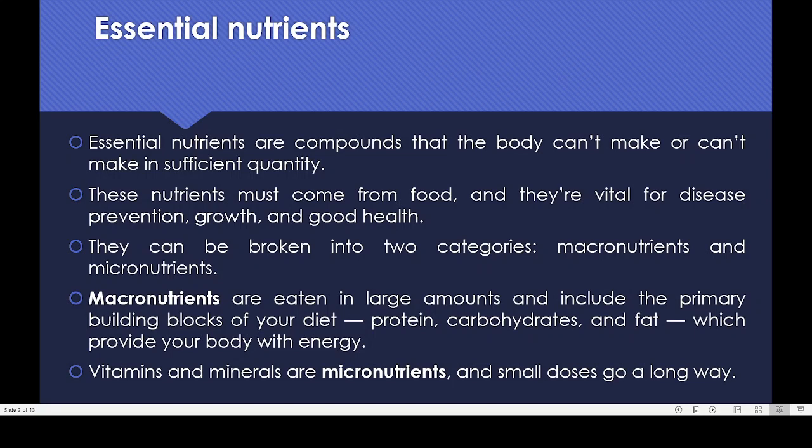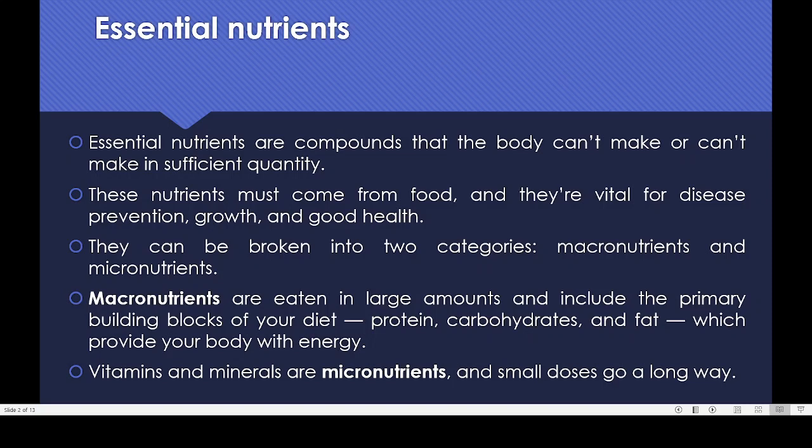And nutrients can be divided into two broad categories. One is known by the name macronutrients, the other is known by the name micronutrients. For example, certain nutrients like proteins, carbohydrates, fat, etc. are needed by our body in comparatively larger amounts, and they are known as macronutrients. They are eaten in larger quantity, and they mainly constitute the primary building blocks of your body or your diet. Macro means large, that's the meaning of macronutrient.